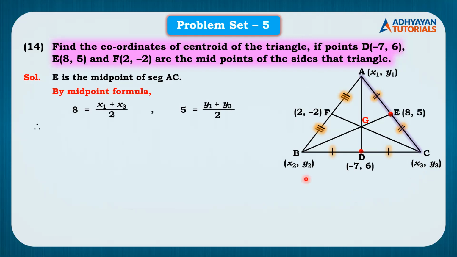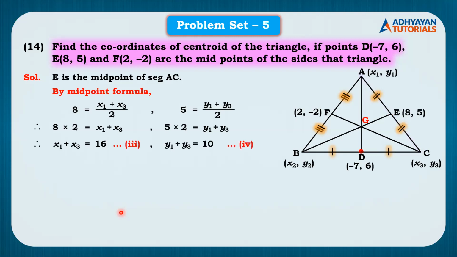Now 8 2s is 16. So x1 plus x3 is equal to 16. Here 5 into 2 is equal to y1 plus y3. So x1 plus x3 is equal to 16, equation number 3. y1 plus y3 is equal to 10, equation number 4. So understood up to here. E is the midpoint.